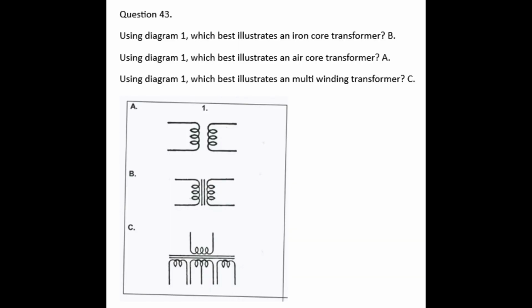Question 43. Using diagram 1, which best illustrates an iron core transformer? B. Using diagram 1, which best illustrates an air core transformer? A. Using diagram 1, which best illustrates a multi-winding transformer? C.